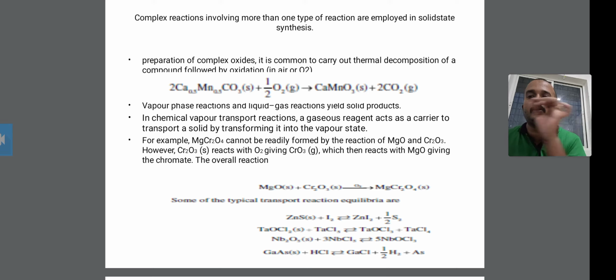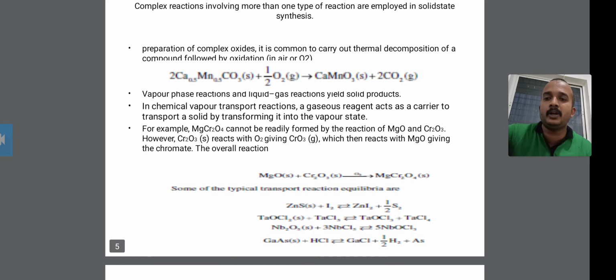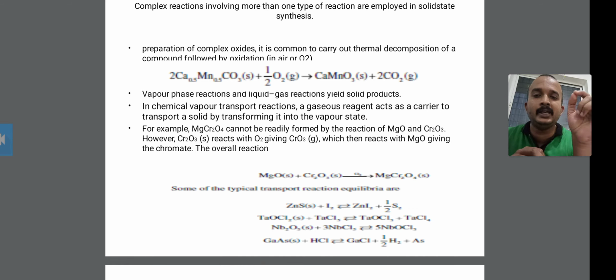Look at this reaction: 2 Ca0.5Mn0.5CO3 solid plus 1/2 O2 gives calcium manganese trioxide solid plus 2 CO2 gas. This is the reaction. That reaction shows the preparation of the complex oxide and also the decomposition of the compound.